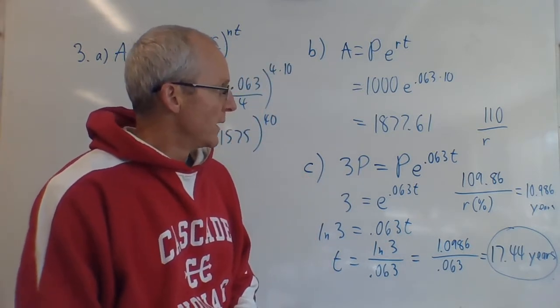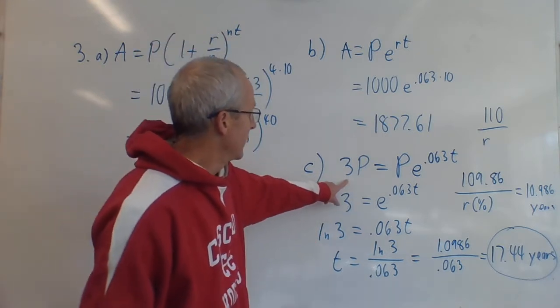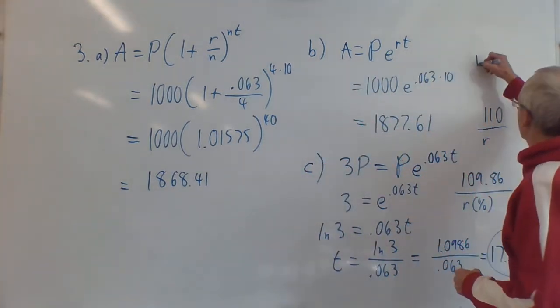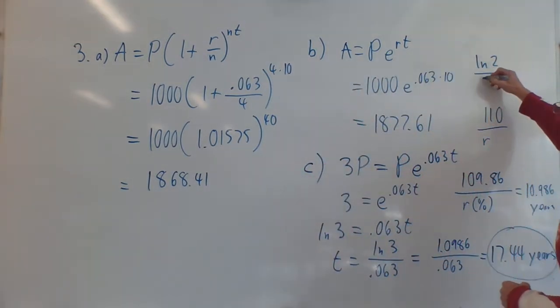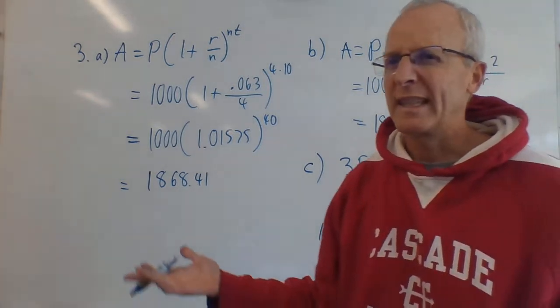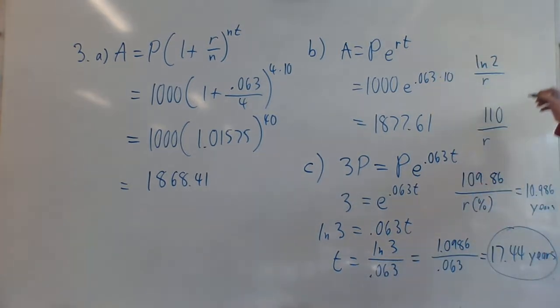Okay, so the same thing works if you want to double it. If you want to double your money, instead of a 3, this is a 2, and then it's the ln of 2 divided by the rate. And if we change that to a percent, the ln of 2 is 0.693 or something. Change that to percent, multiply by 100, and it's approximately 70. So it's about 70 divided by the rate in percent.